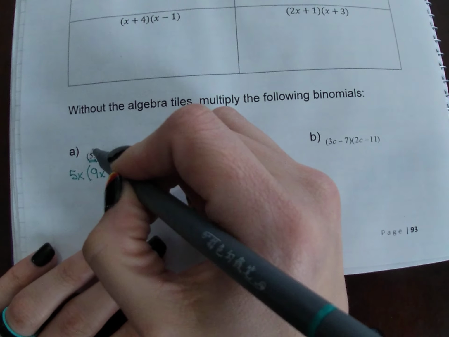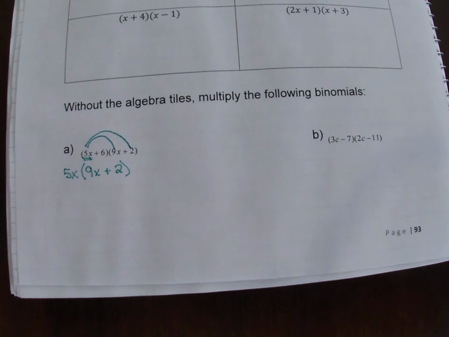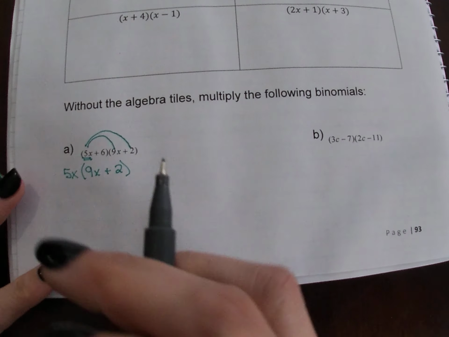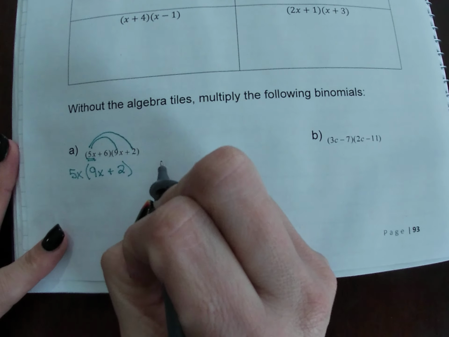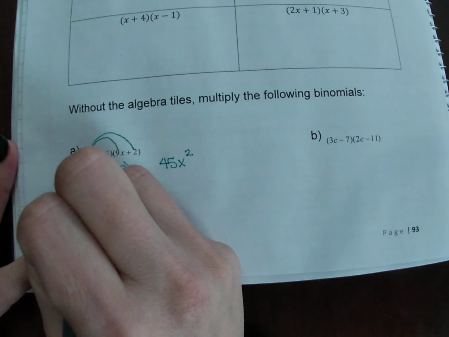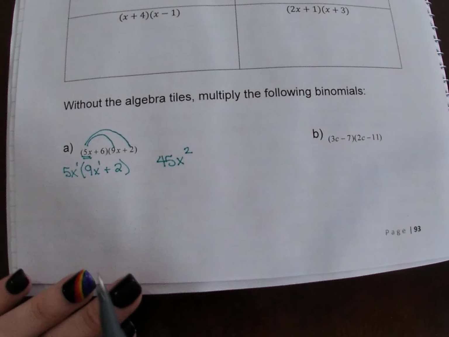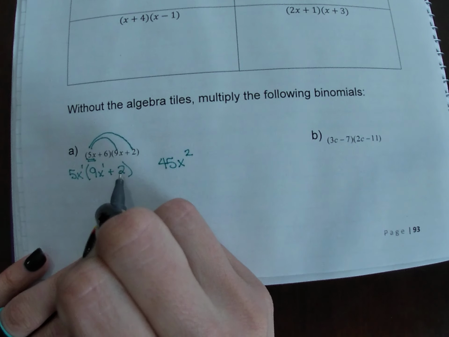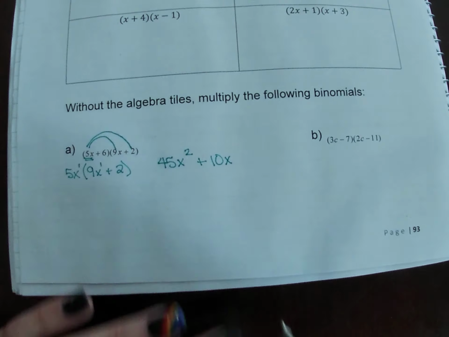We're taking this 5x and we're going to multiply it to each piece in that second binomial, just like we did yesterday. So 5x times 9x is going to give us a 45x squared, right? Those both have an exponent of 1, and when we multiply, we add. Then we'll take 5x times 2, and 5x times 2 will give us a 10x.